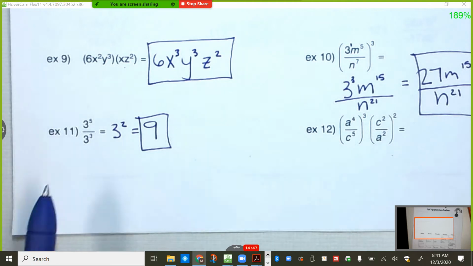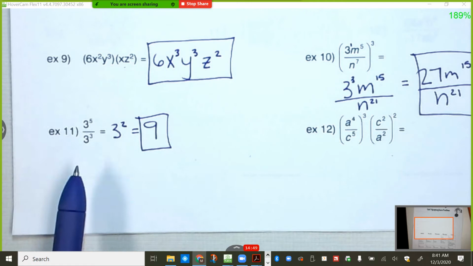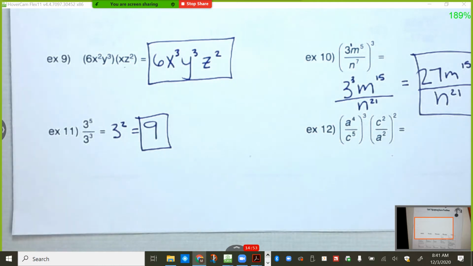If you would have done 3 to the 5th power and 3 to the 3rd power, you would have ended up with numbers that you couldn't just divide in your head. Granted, you could type it in the calculator, but you'd just be adding more work for yourself. Subtract the exponents, makes it smaller. There's your answer, okay?